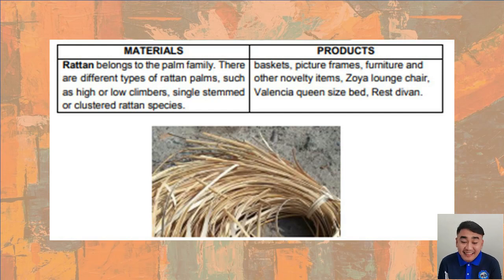Now we have rattan. Rattan belongs to the palm family. There are different types of rattan palms, such as high or low climbers, single-stemmed or clustered rattan species. The products are baskets, picture frames, furniture, and other novelty items, such as the Zoya lounge chair, Valencia queen size bed, and rest divan.